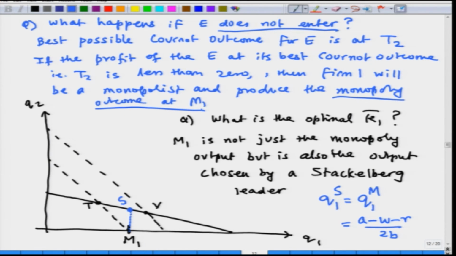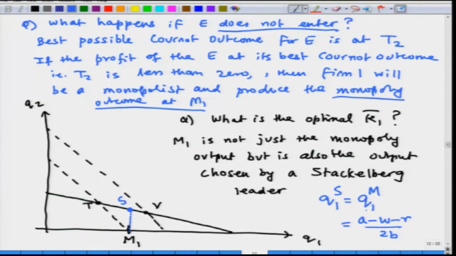If entry did occur, which means the fixed cost is not substantially high, so that the entrant finds it profitable to enter the market, notice that the incumbent can still exploit its first mover advantage and guarantee itself the Stackelberg leader output. So if the entrant were to still enter, the incumbent can guarantee itself the Stackelberg leader output. The Stackelberg leader output is the monopoly output Q1M.